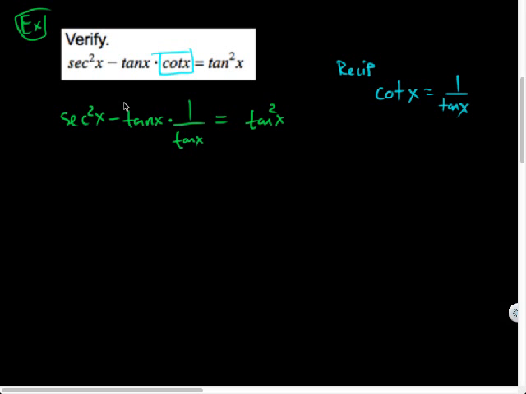So what happens now that I've got this? How is this beneficial to me? Yeah, tan x and tan x cancel each other out. So now I'm left with, I guess I don't need that equal sign there. So now I have secant squared x minus 1. Is that equal to tan squared x?